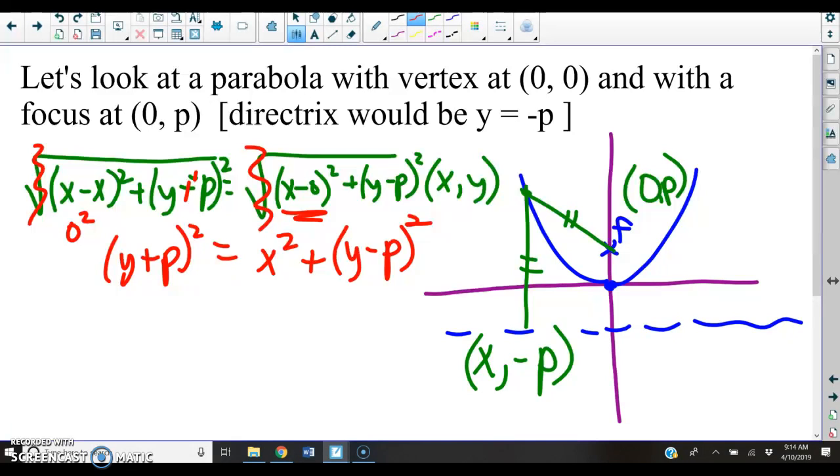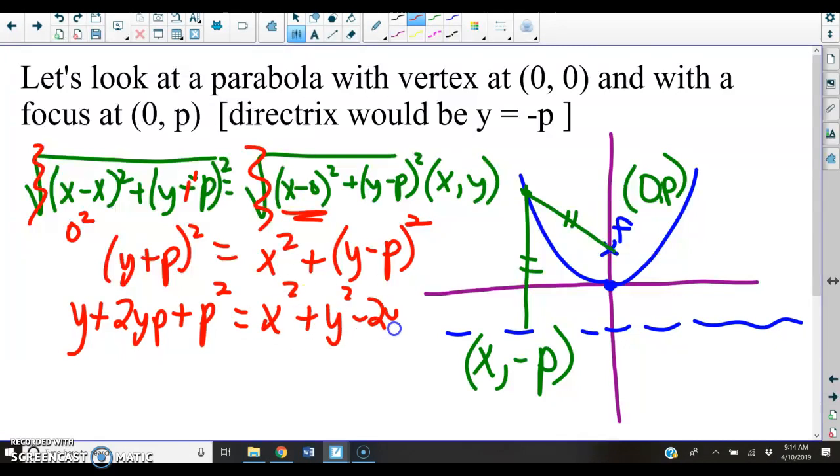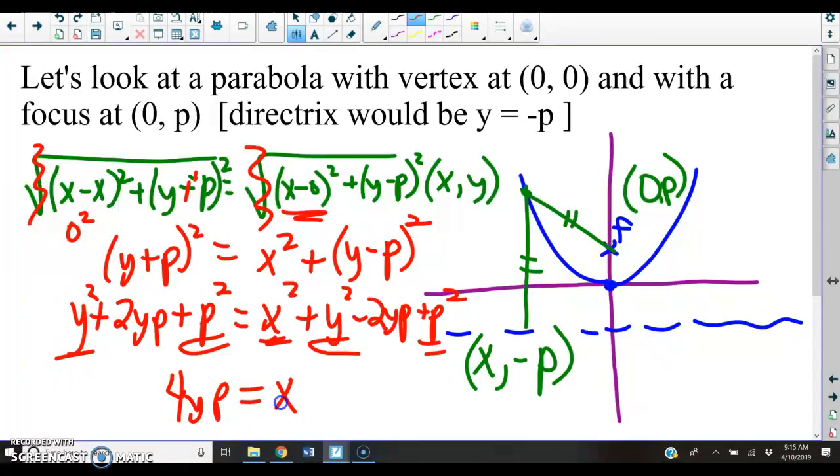Okay, some quick algebra. Squaring it. Now remember, you can't just square each part. You have to take it times itself. And the other side, x squared plus y squared minus 2yp plus p squared. And look what happens when we clean things up. I'm going to leave x stuff over here and move everything else over. What happens is the p squareds cancel, the y squareds cancel, and we end up with 4yp equals x squared. And we will pick this up in the next video.